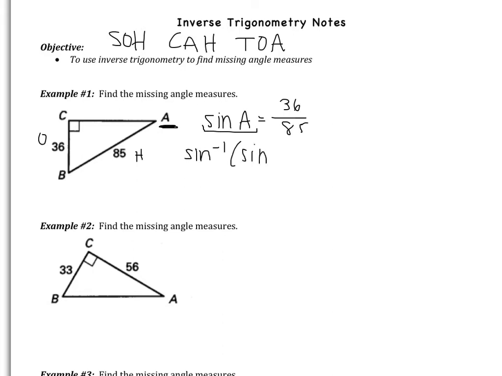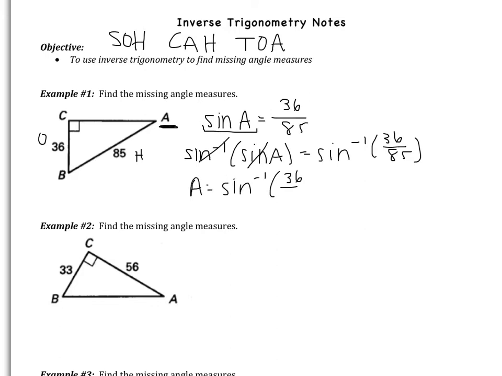So it looks like this. Sine to the negative first. And I take the inverse sine on both sides. That's what the -1 means. It means inverse. As I said earlier, inverses undo each other. So this inverse sine and that sine are going to undo each other. So angle A is going to be the inverse sine of 36 over 85. And now we need to go to the calculator.